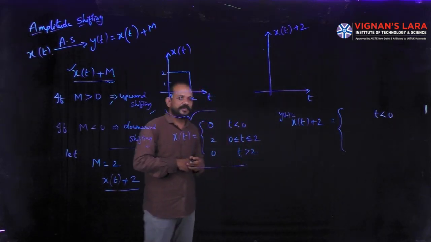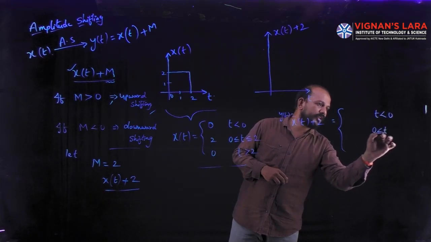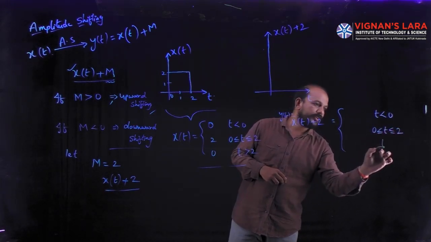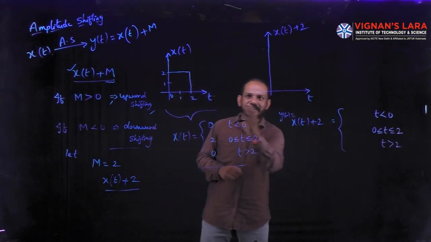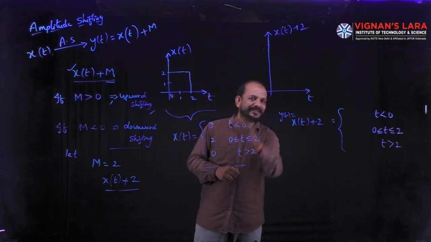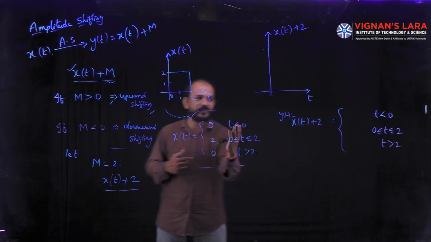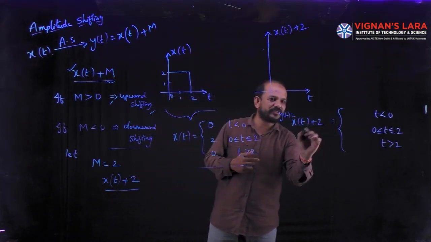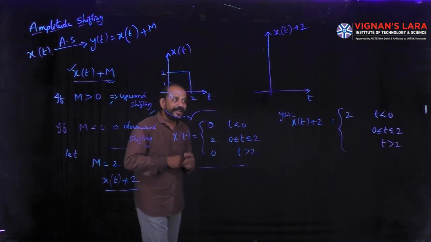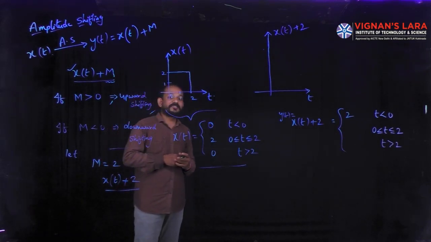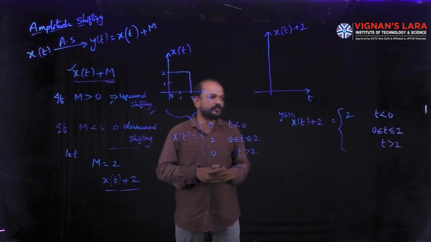That is t less than 0, 0 less than or equal to t less than or equal to 2, and t greater than 2. There will be no change in this. Simply write, for t less than 0, the output y of t is x of t plus 2. What is x of t for t less than 0? It is 0. So it will be 0 plus 2, which is 2. So for t less than 0, the amplitude shifted version y of t is x of t plus 2, that is 2.